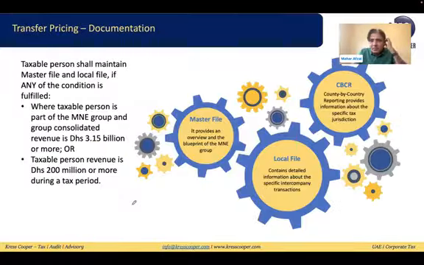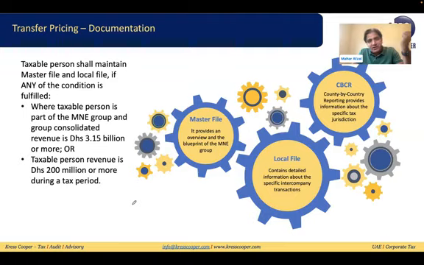There is some documentation requirement as well for transfer pricing. This documentation requirement applies if the taxable person is part of an M&A group and the overall revenue is 3.1 billion or more, then documentation is compulsory, or the taxable person is local and tax revenue is 200 million or more during a tax period. Again, transfer pricing documentation is mandatory.